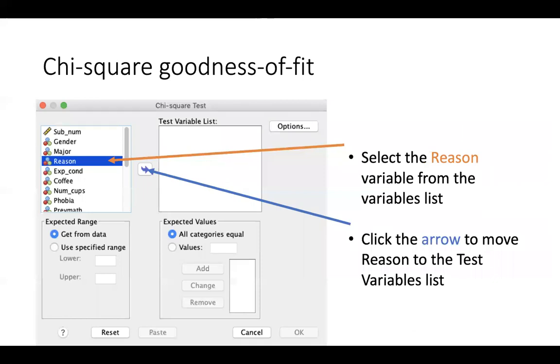So you would want to select the reason variable from the variables list. Sorry, this is just a made up data set. You would want to choose the thing that you're testing. Here, the thing that we're testing is the reason why people are taking this class. You choose the variable that you want to test, and you put it in the test variable list, as the name implies.